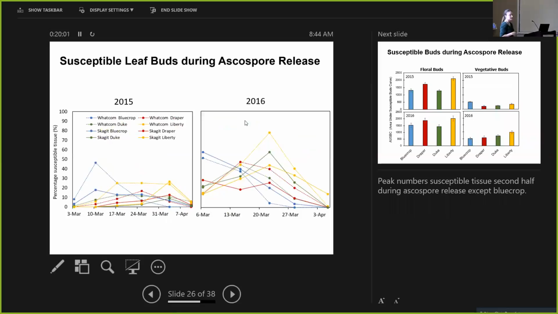Now moving over to vegetative buds. So these graphs depict the same story as I just presented for flowers, but for vegetative buds. And you can see here that the blue, so being Blue Crop, had its peak number of susceptible leaf buds earlier compared to the other cultivars that showed a lot of variation. But you can see also in 2016, it was already coming down from having these peak numbers available, and therefore potentially avoiding this Ascospore release period and being less susceptible.